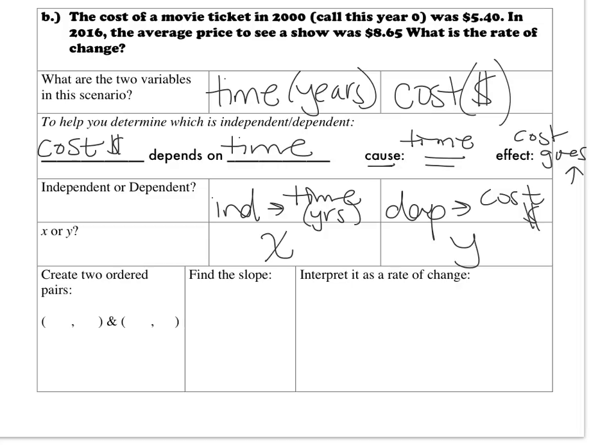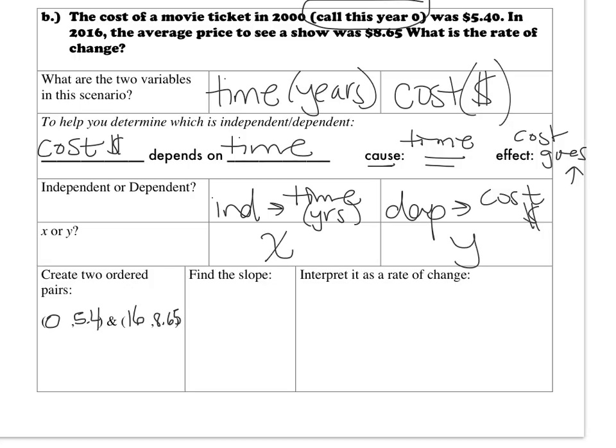So now my two ordered pairs. Be careful, because I don't want to use 2000. I'm going to call this year 0. We've seen this on graphs before, where X represents the number of years since 2000. So the first ordered pair is (0, 5.4). The other ordered pair is 2016, and 2016 is 16 years since 2000. So after 16 years, the movie cost $8.65, so that's (16, 8.65).